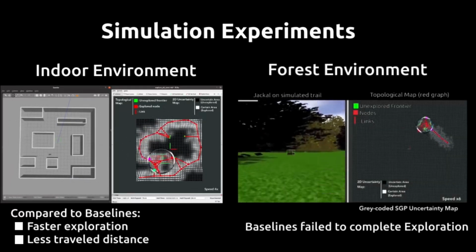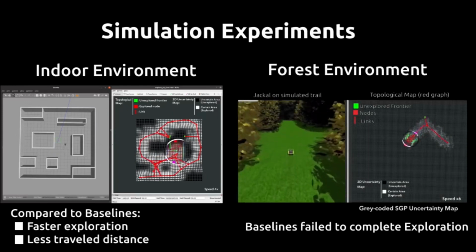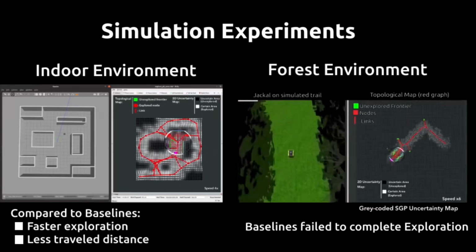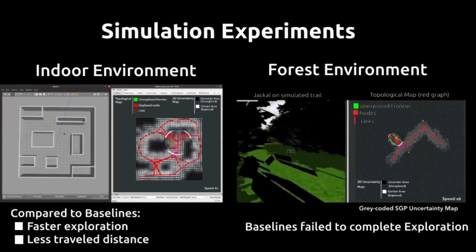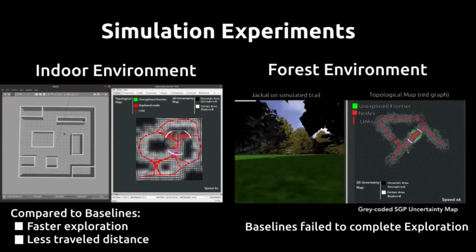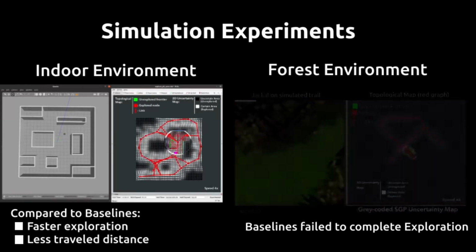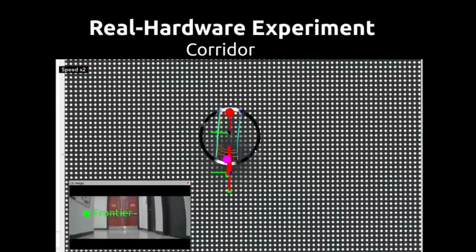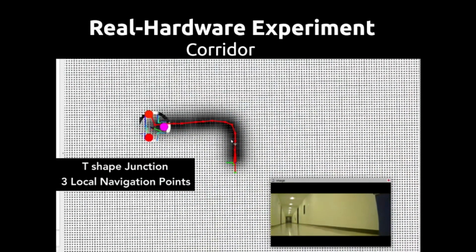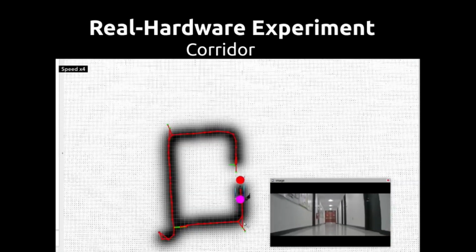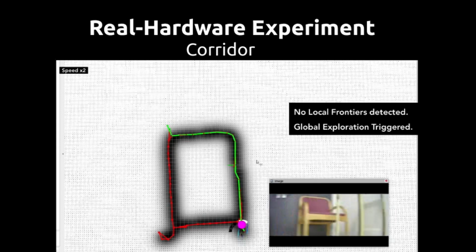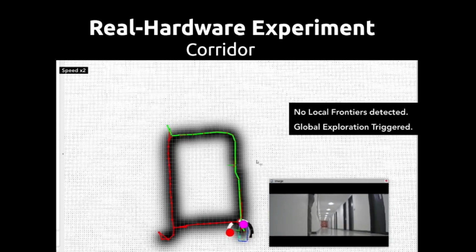Then we tested our approach in an unstructured simulated forest environment, where the smoothness property of the GP was able to handle the noisy point cloud and extract the correct frontier at a trail intersection, where the baseline failed to complete exploration in this environment. Then we tested our approach in an indoor corridor to test its ability to detect the correct frontier, to connect a closed loop in the map, and to navigate to the nearest frontier node when the robot is in an explored area.